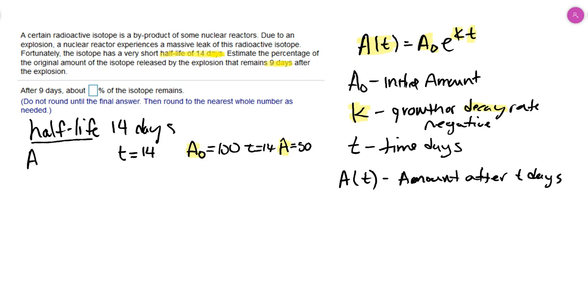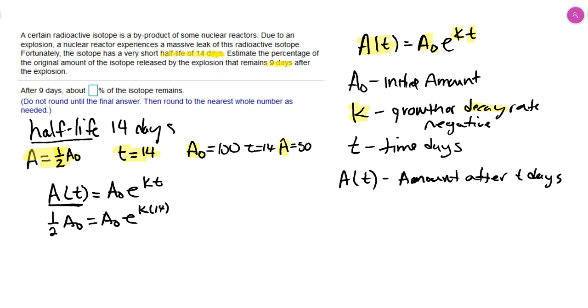So that is going to be A equals 1/2 of A naught, half of what we started with for half-life. So we're going to take our formula, A of t equals A naught e to the kt, and substitute these two pieces of information into that formula. Having a half-life means that my A of t is going to be half of my starting amount and a time of 14 days. Now we're going to be able to solve for that value of k, the decay rate. We're going to solve by dividing by A naught on both sides. That gives me 1/2 on the left and e to the 14k on the right.